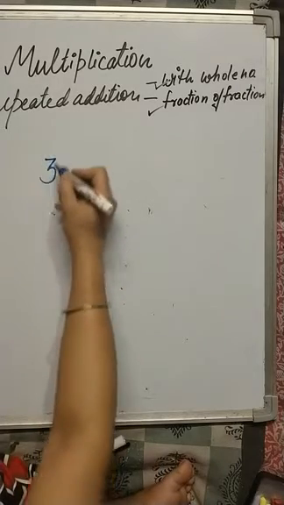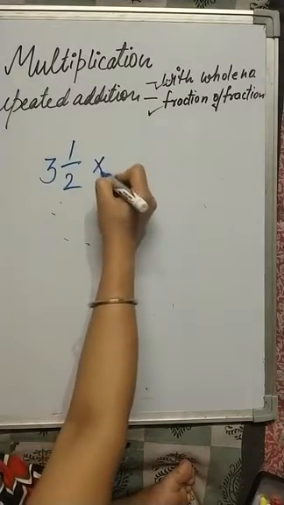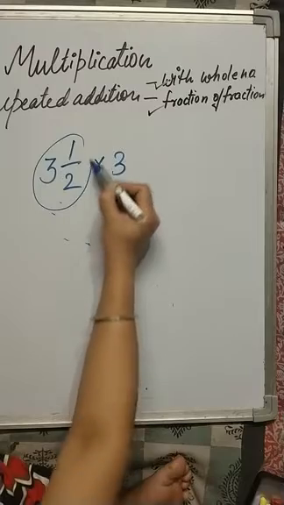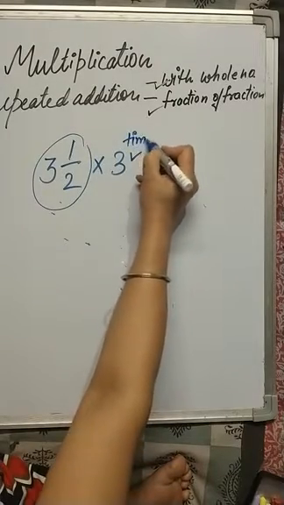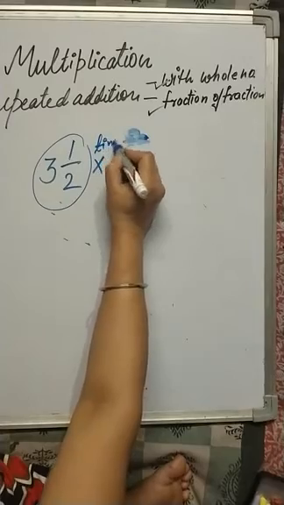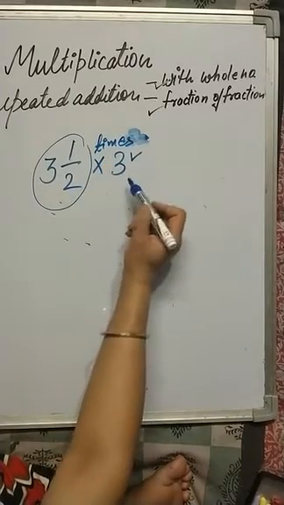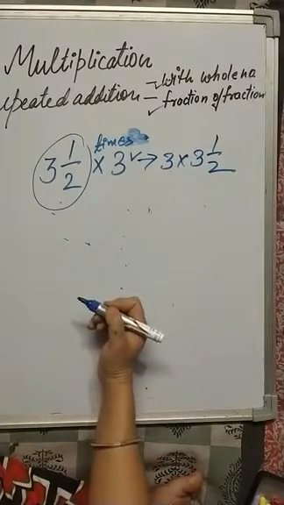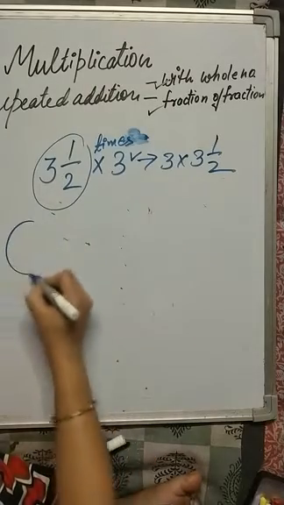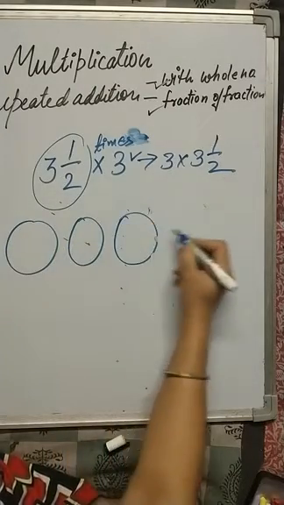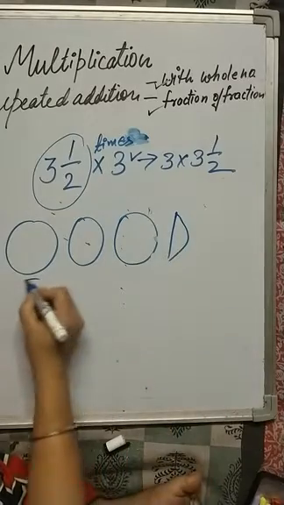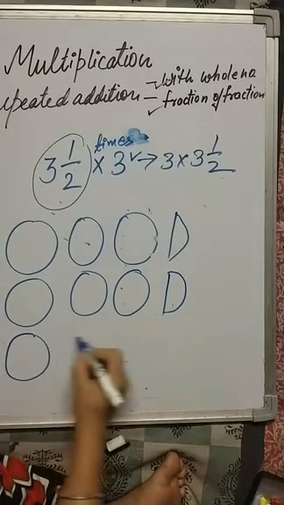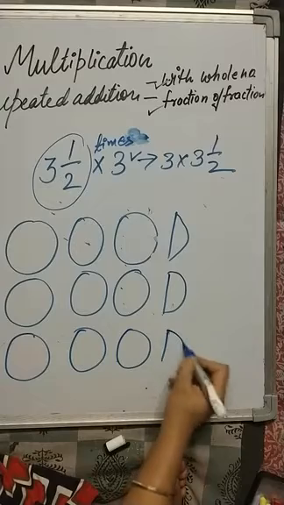Again, if we have 3.5, 3 times, how will you do it? Firstly, how many times are you getting? 3 times. You can read it as 3.5, 3 times. You can also write it as 3 times 3.5. Now draw it. 1, 2, 3.5 one time. 1, 2, 3.5 one more time. 1, 2, 3 chapatis and a half chapati one more time.